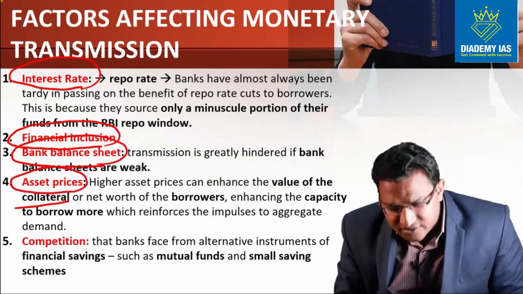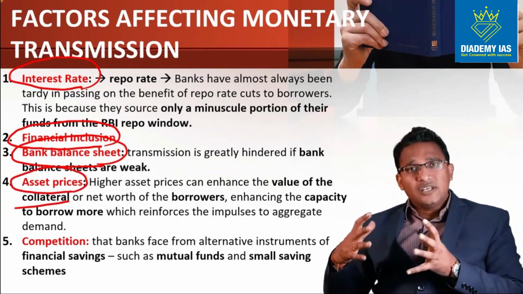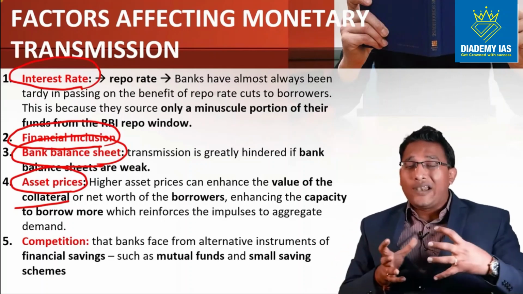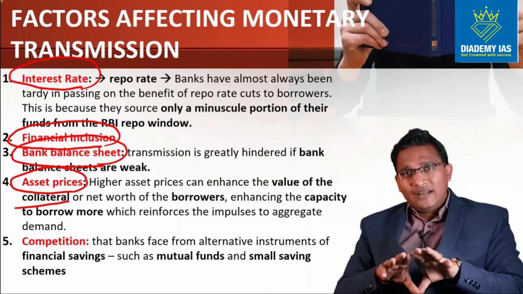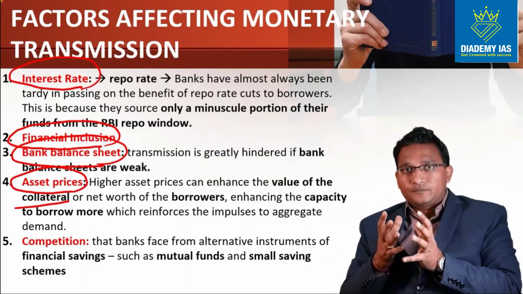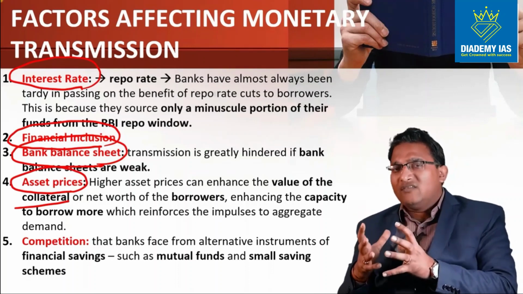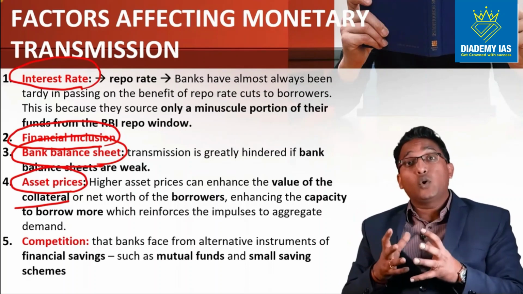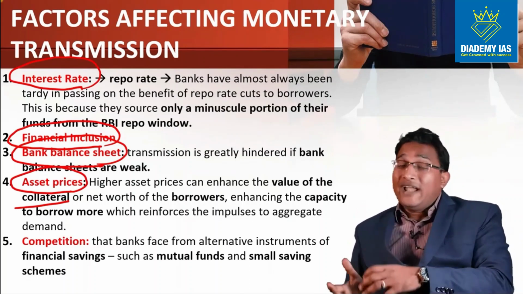Asset prices. Assets like property, land, building, plant and machinery are actually given as the collateral to the bank by the customer, right? So when in the market there is an inflation, that means the value of the collateral will increase, and when the value of the collateral increases, the bank will give more loan, and vice versa.